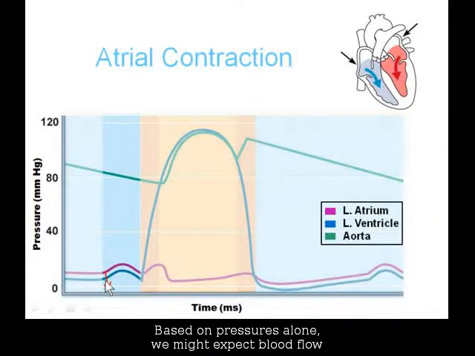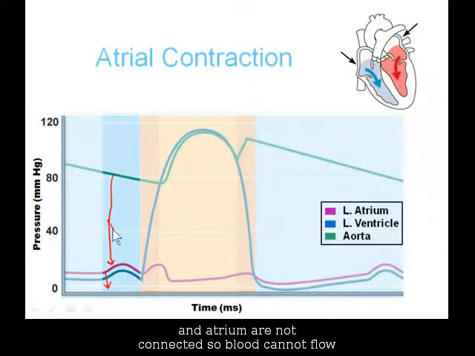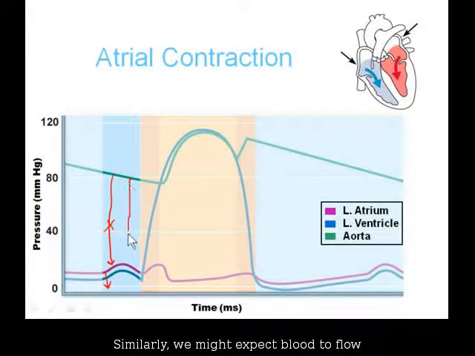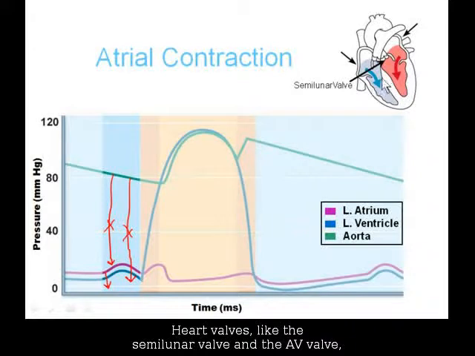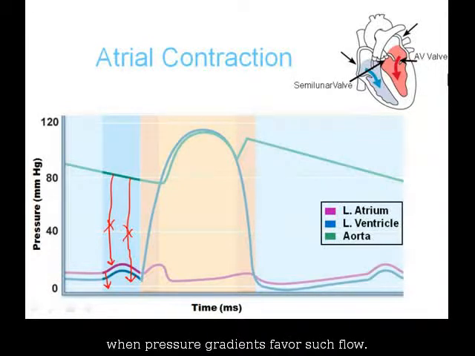Based on pressures alone, we might expect blood flow from the aorta to the atrium. But the aorta and atrium are not connected, so blood cannot flow between these two regions. Similarly, we might expect blood to flow from the aorta to the ventricle. However, the semilunar valve prevents this from happening. Heart valves, like the semilunar valve and the AV valve, prevent backward flow of blood through the heart, even when pressure gradients favor such flow.